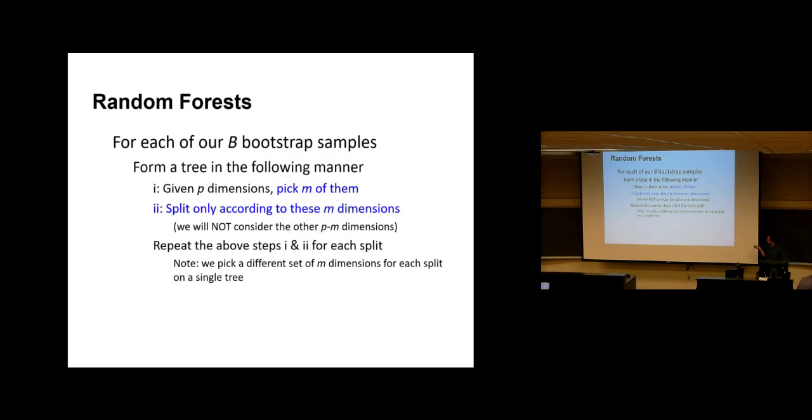All right, so more concretely, for every tree, given P dimensions, you pick M of the dimensions. You split only according to those M dimensions, and you're not going to consider the other P minus M dimensions at all at that split. And repeat this procedure for every split, which means for every split, you pick a different subset of M features. Question about this, random forest? Sure. Can you repeat some of the features? Yes, you actually can.